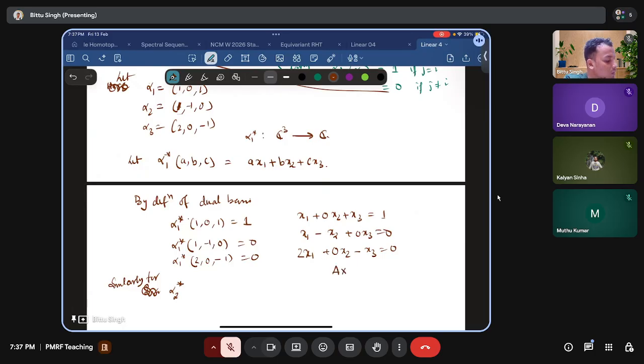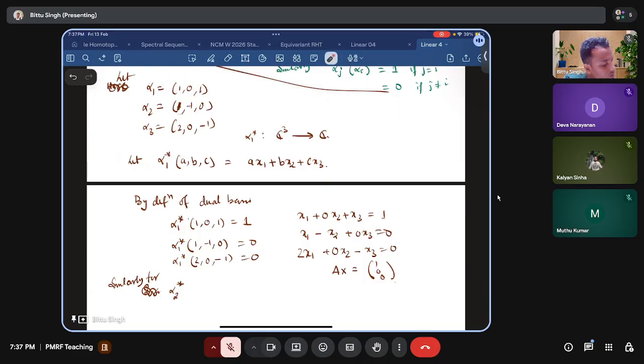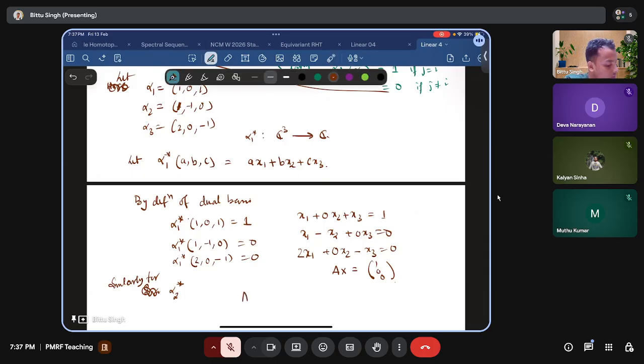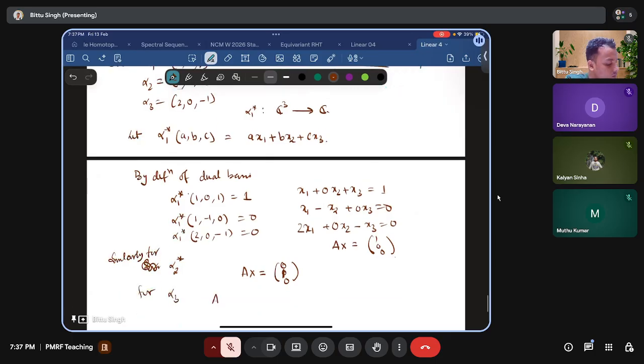This is A times x equal to (1, 0, 0). Similarly for alpha 2 star, instead of (1, 0, 0), only this equation will give me 1 here and the rest of the entries are 0, right? So we get A times x equal to (0, 1, 0), and for alpha 3 star we get another equation, Ax equal to (0, 0, 1).